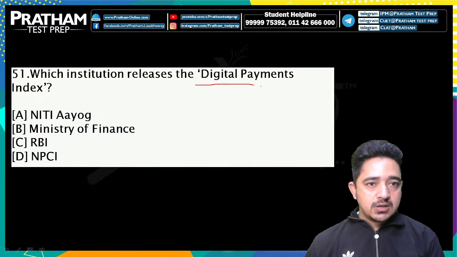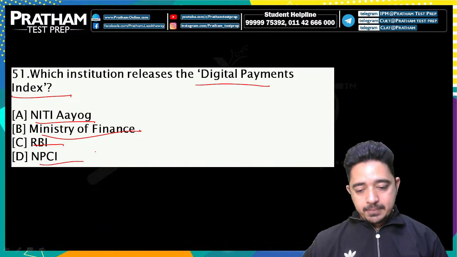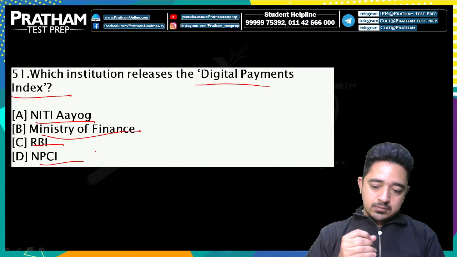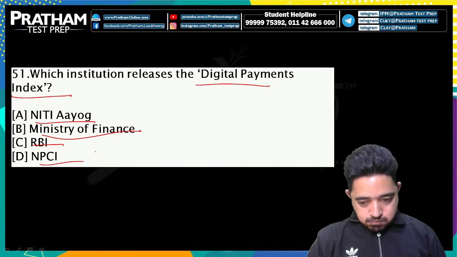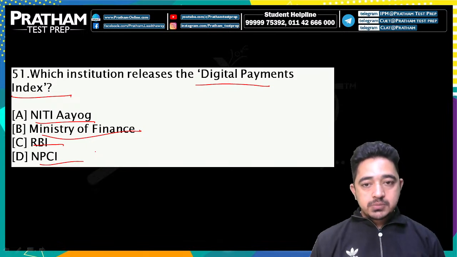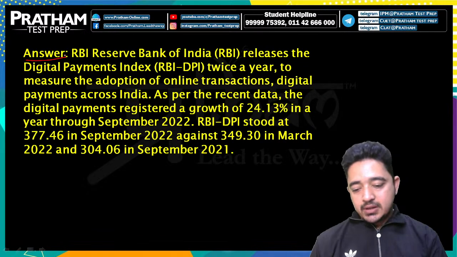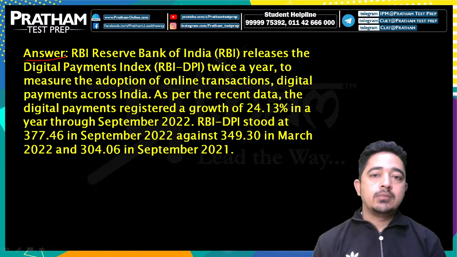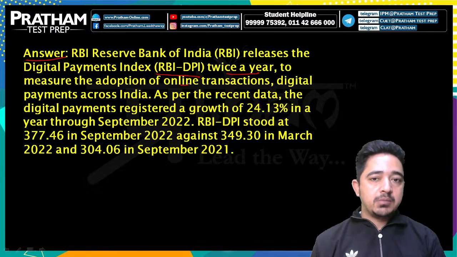Which institution released the Digital Payments Index? NITI Aayog, Ministry of Finance, RBI, and NPCI. There is the option C, RBI. And you are giving the absolutely correct answer, Riddhi. Well done. So RBI, Reserve Bank of India, releases the Digital Payments Index twice a year to measure the adoption of online transaction digital payments across India.